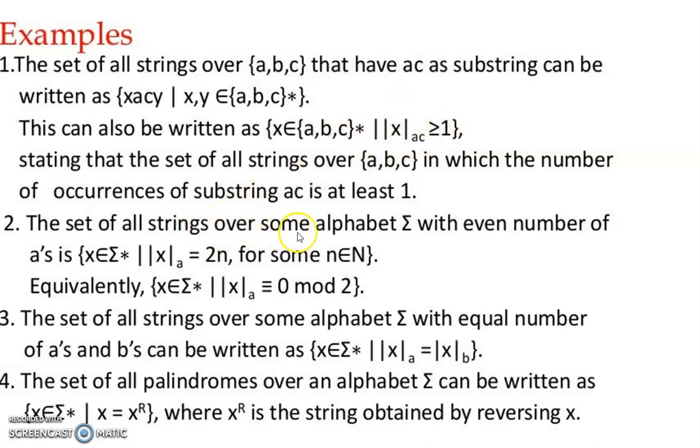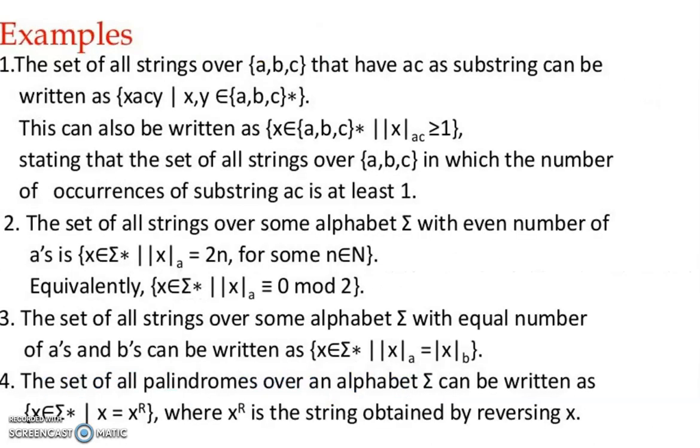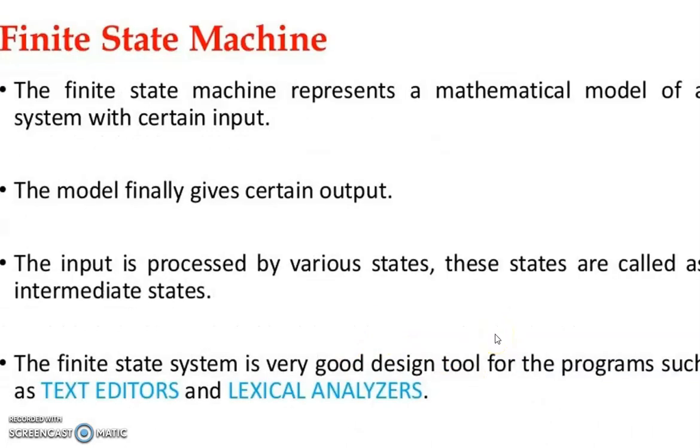The set of all strings over some alphabet Σ with an even number of a's is {x ∈ Σ* | |x|a is even}. The set of all strings over alphabet Σ with an equal number of a's and b's can be written as {x ∈ Σ* | |x|a = |x|b}.